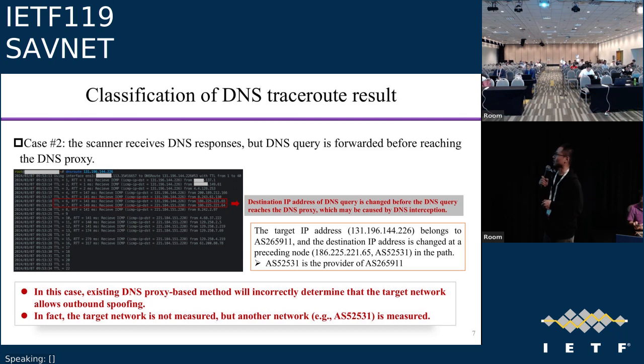Further, we found the target IP address belongs to AS 265911, but the destination IP address is changed at a preceding node, and this preceding node belongs to the provider AS. We think this may be caused by DNS interception. So in this case, the existing DNS proxy-based method will incorrectly determine that the target network allows outbound spoofing. However, in fact, the target network is not mirrored, but another network provider is mirrored.